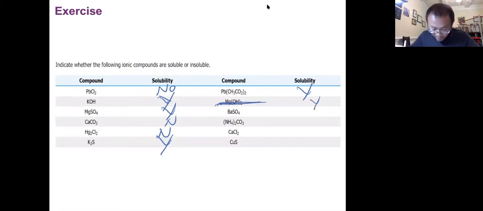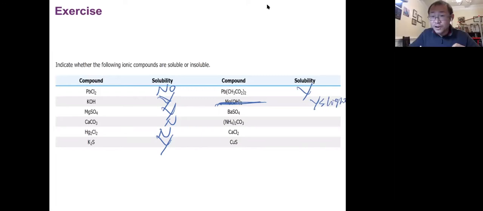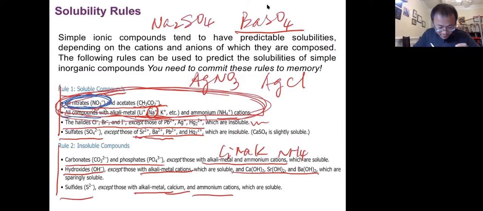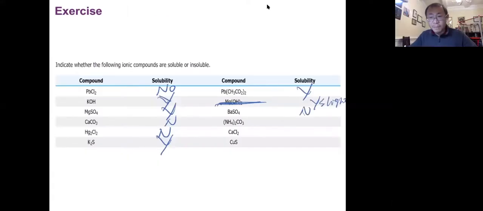Next one, Kate, barium sulfate. Yes? Sulfate is soluble with an exception of what? Take a look. Barium sulfate is soluble except with what? Oh, so then no, barium. Okay, no.